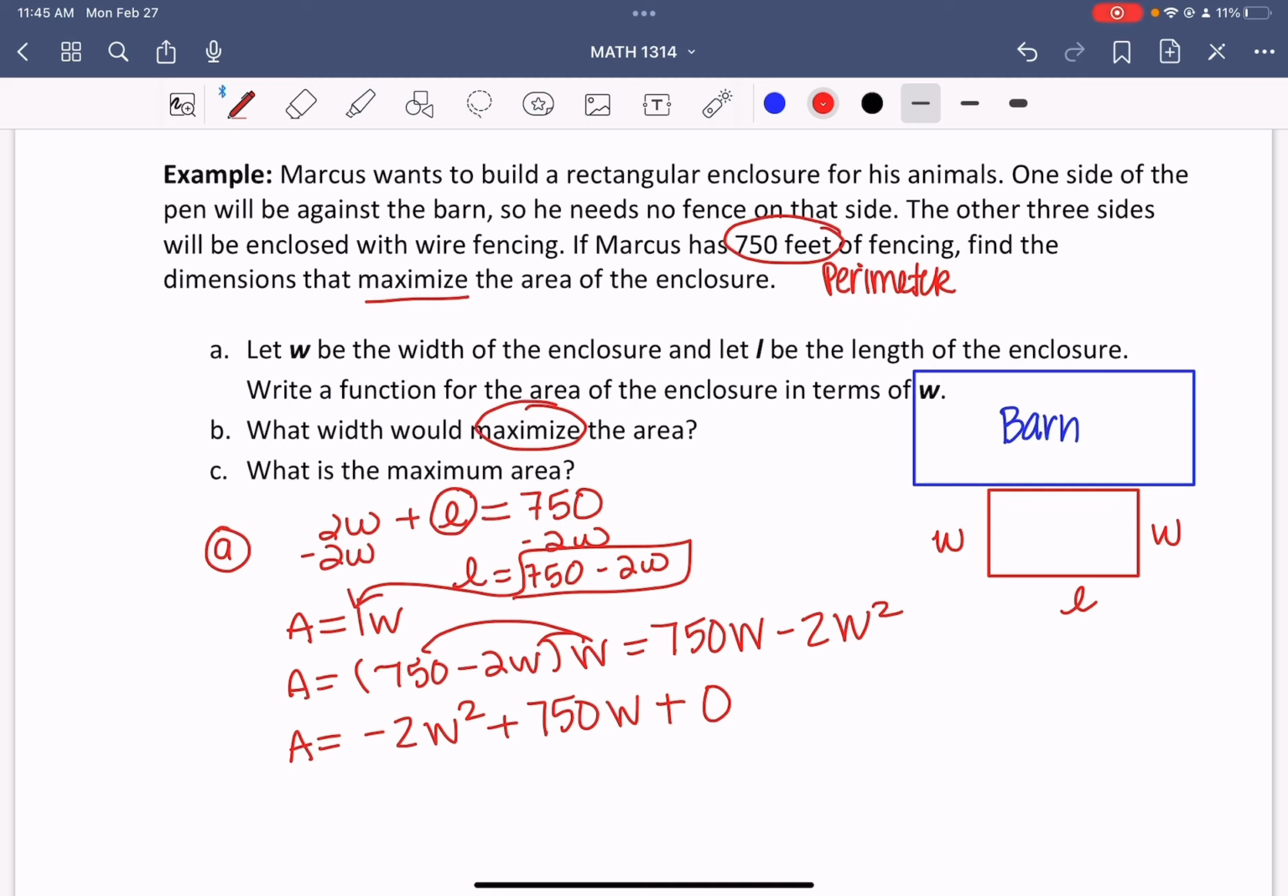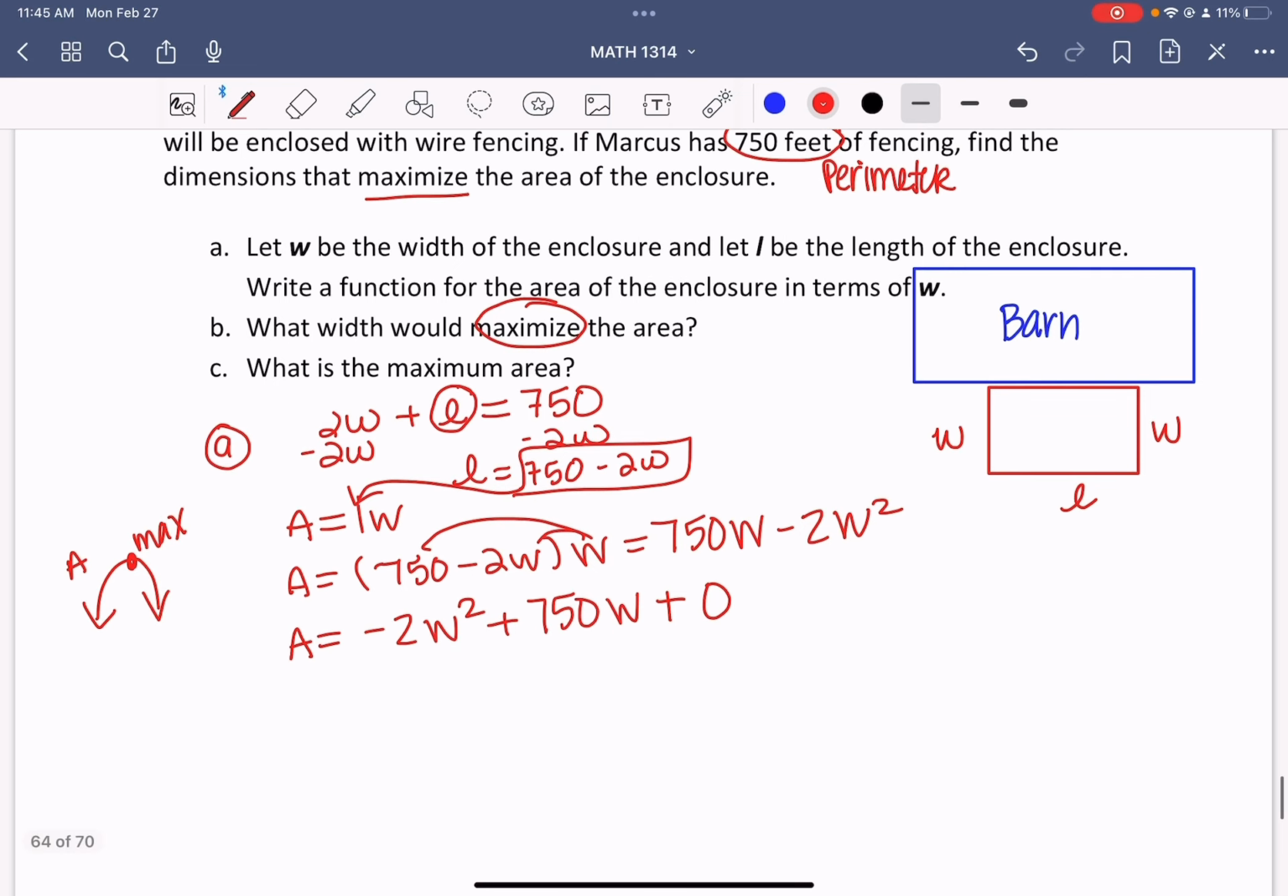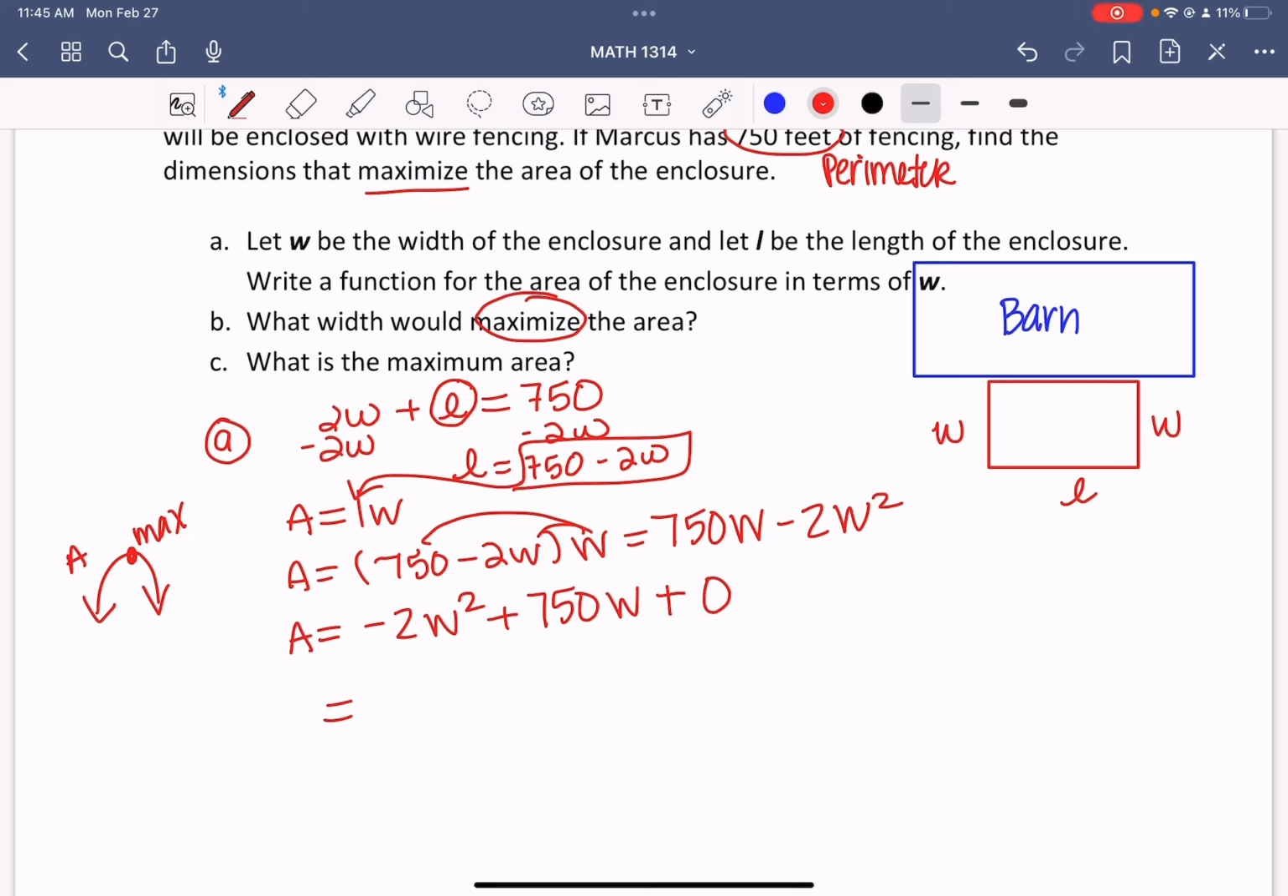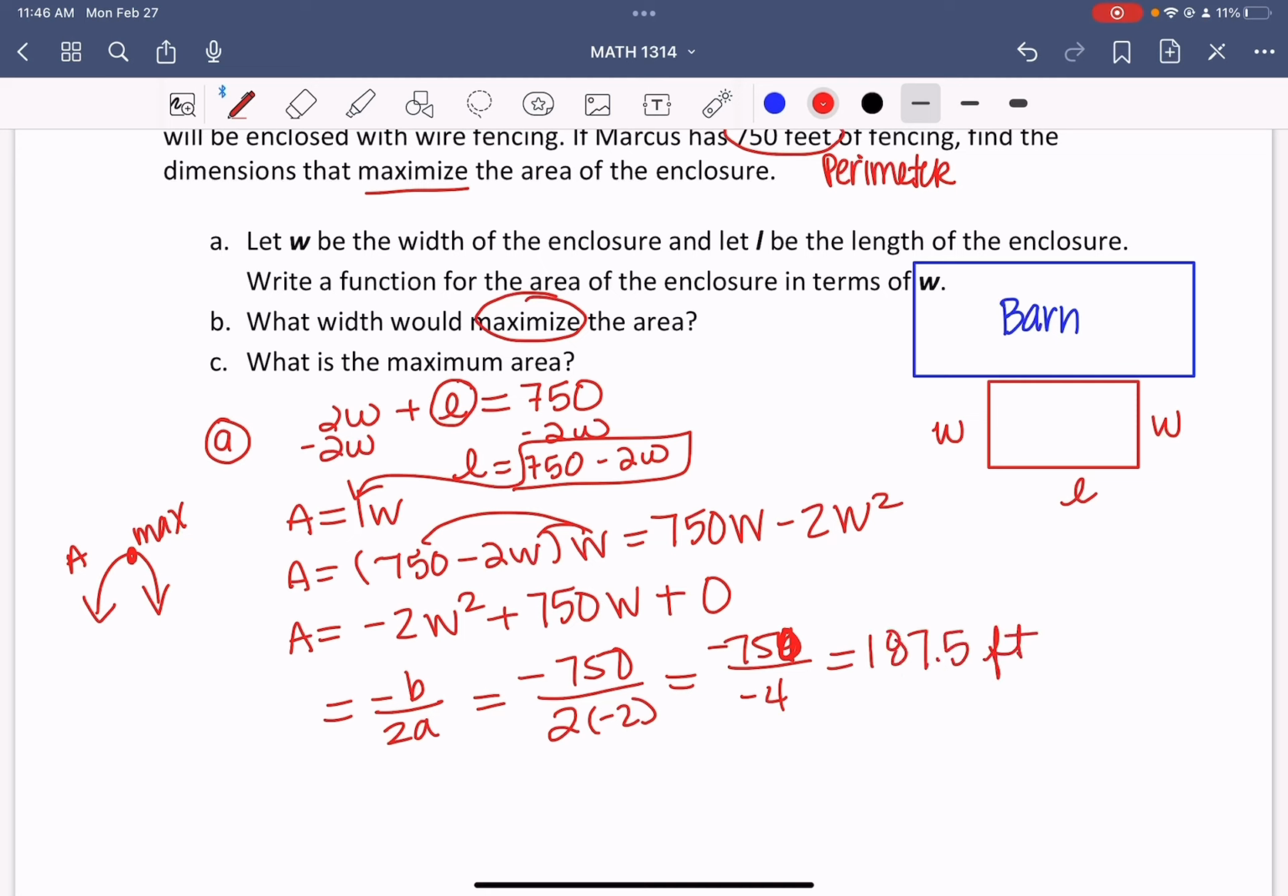So what I'm going to do is find the vertex of this parabola. This is a downward facing parabola. It looks something like this. It represents my area, so the max would occur here at the vertex. So I would say that would be equal to negative b over 2a. So we do negative 750 over 2 times negative 2, which gives me 750 over negative 4, which reduces to 187.5 feet.